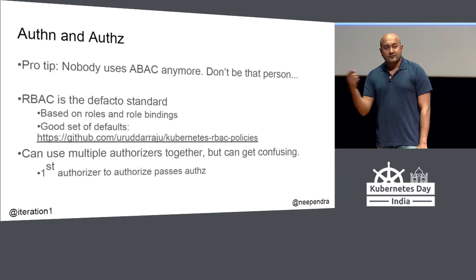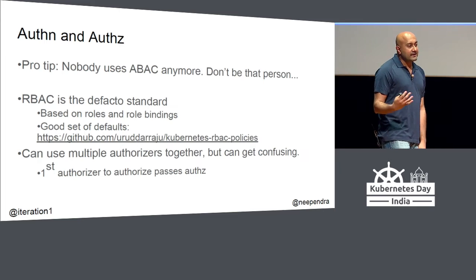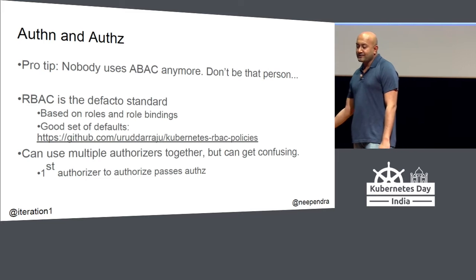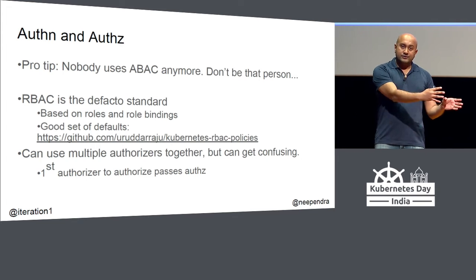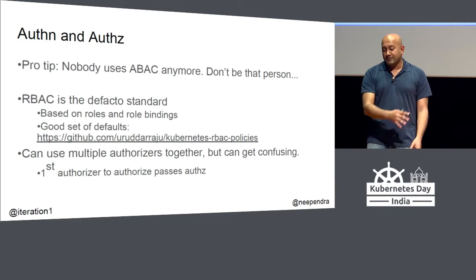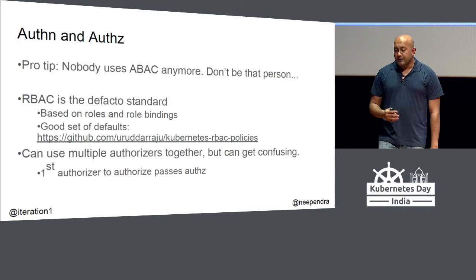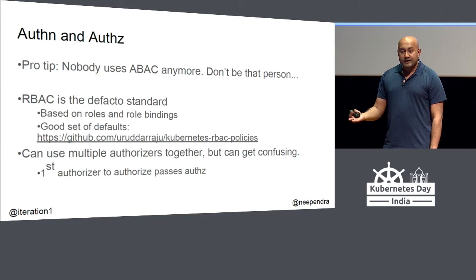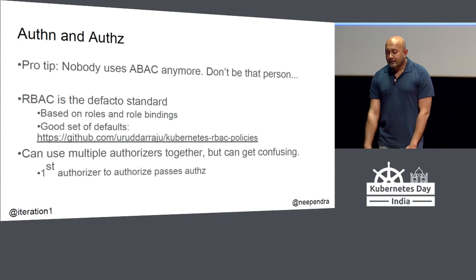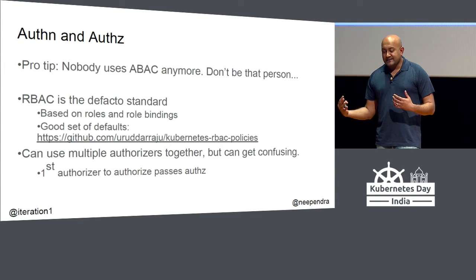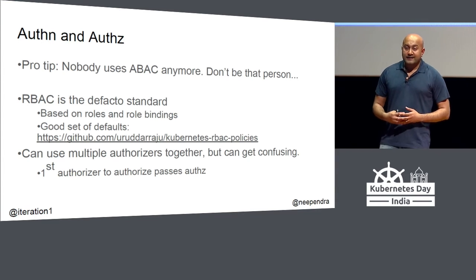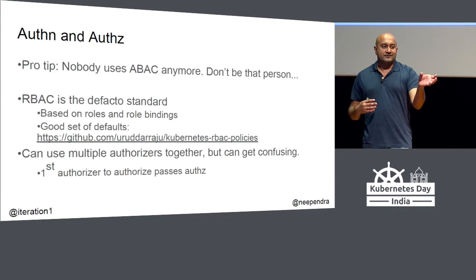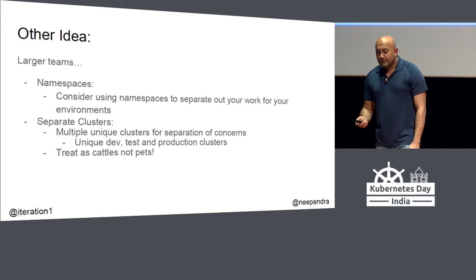One tip on the authorization part is that everybody today in the community, for the most part, uses RBAC for authorization. So that's become the de facto standard. ABAC was the initial thing, but it's going away, and not a lot of people use that. For authorization, there's a good set of defaults. You can take a look at the slides later for different RBAC policies that you can define. And if you're using multiple authorizers, it can get confusing, but you can use them together. The idea is that the first authorizer that passes your request ends up winning.